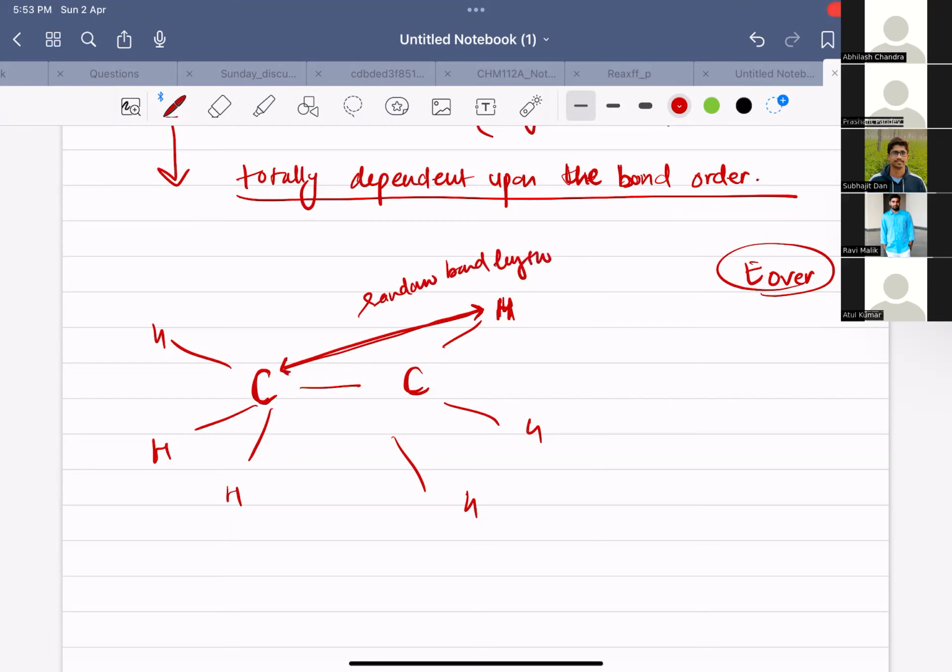because it is dependent upon the bond order only, and the bond length is related to your bond order, and bond order is related to your bond strength. So it will just give some random bond length to you, and show that these two atoms are making some bond. It will just give some random bond length to this parameter, but in actual they are not making any bond.